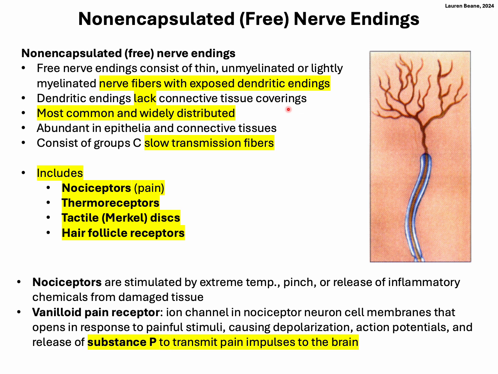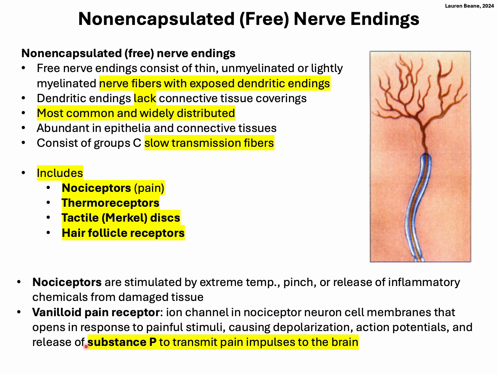They're innervated by group C fibers. Those are really slow fibers in terms of action potential conduction to the central nervous system. So this information does need to make its way to the spinal cord and brain, but it's going to travel relatively slowly compared to other information. This includes our pain receptors, thermal receptors, tactile or Merkel discs, as well as hair follicle receptors.